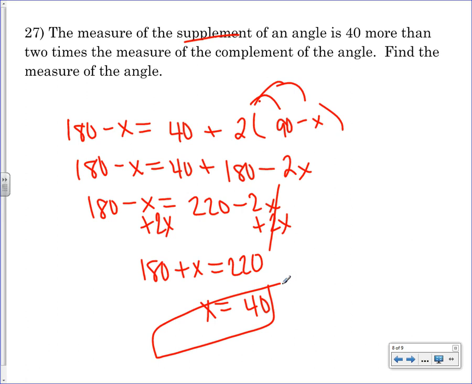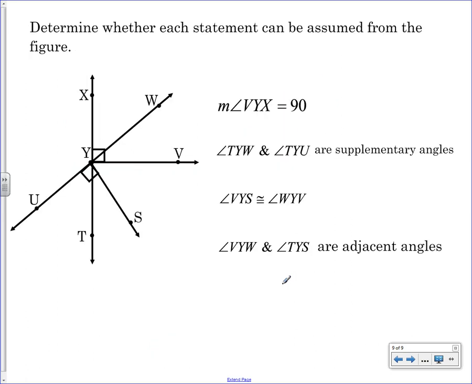All right, last page. Okay, determine whether each statement can be assumed from the figure. This is just a yes or no. All right, look at angle VYX. The measure of angle VYX, so find that, kind of trace it, right, is 90. VYX, is it 90? Can I assume that? Yes, if you look, VYX is right here, right? And there's the little right angle box. So I'm not even assuming, they just kind of told me it was in the picture, right?